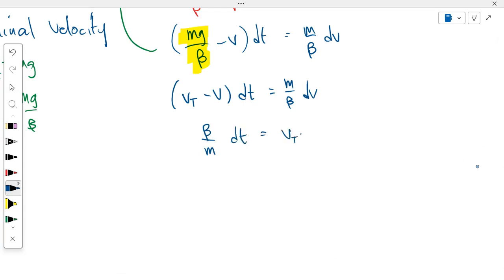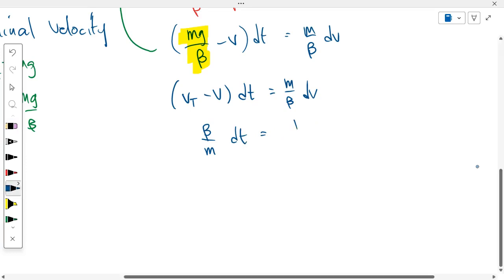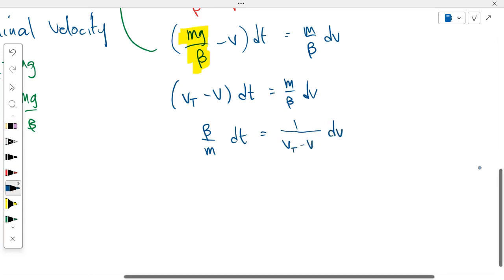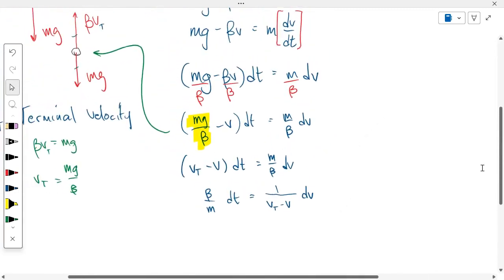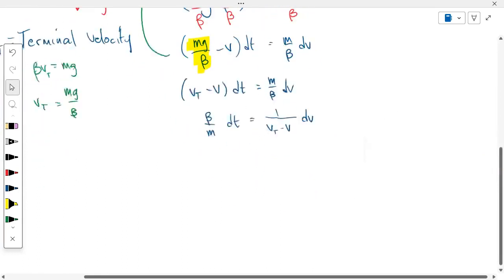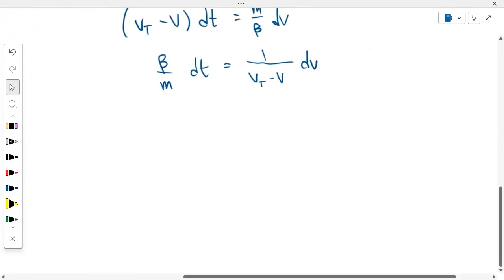Let's see, Vt minus V, 1 over dV. Now, what I've noticed already is I've made a mistake. Let's step back for a brief minute. No, I'm going to do it later, okay? Because it's a good mistake to make, and I want to talk about it in a bit.